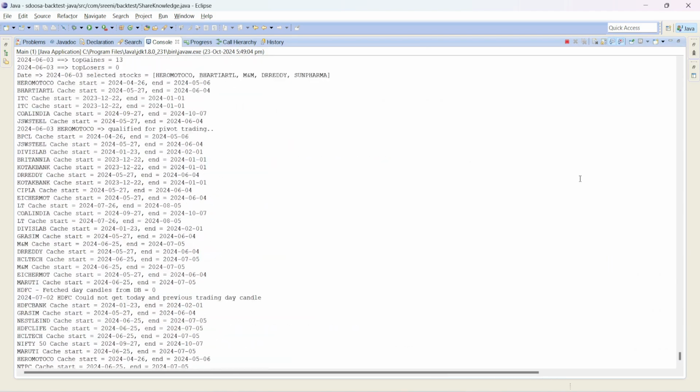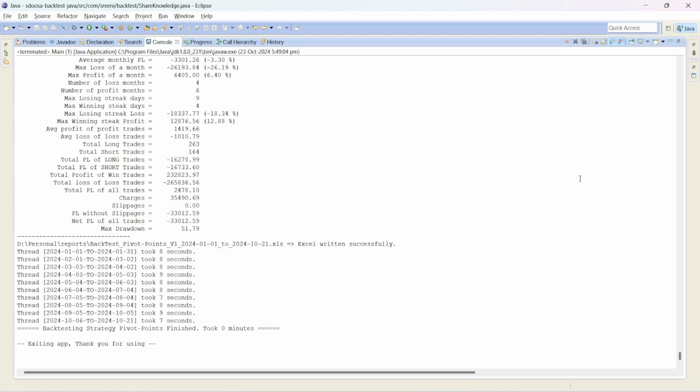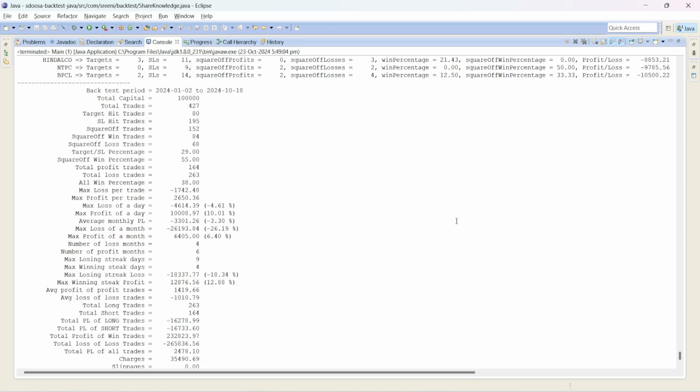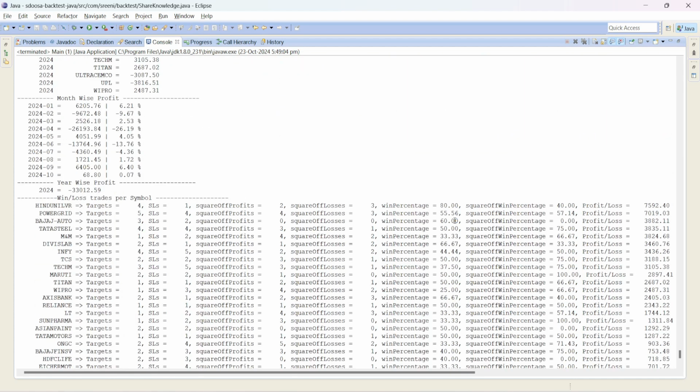The backtest is running. Of course, I will fast forward here. See, so what happened? In January, there was some profit of 6%, February loss, March marginal profit, again April big loss, May a little bit of profit, then June again loss, July loss. Whatever you say, overall the strategy is going to give a loss in 2024.